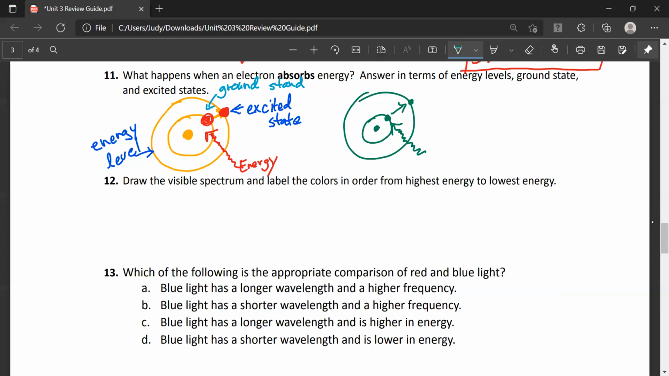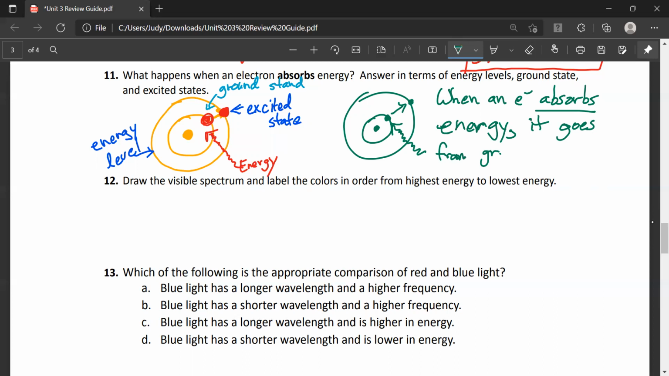Okay. So if I were to write this as a statement, basically what I'm going to say is when an electron absorbs energy, it goes from ground state to excited state. Okay, that would be the statement for this number 11.